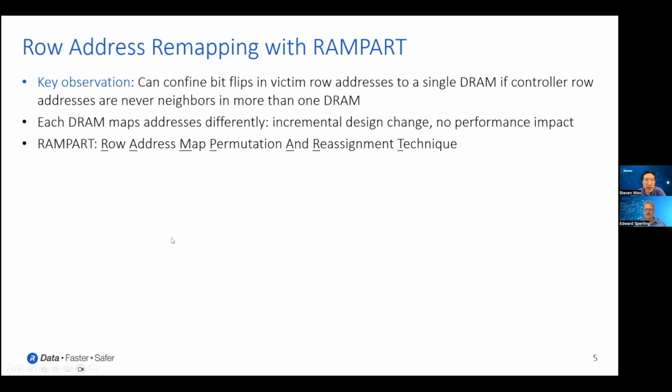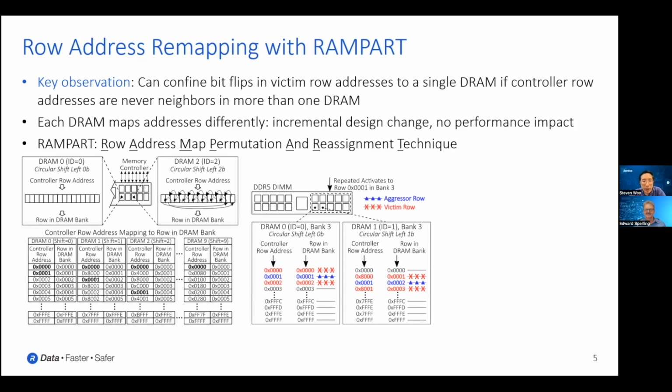So this technique of remapping is something we call Rampart. It's an acronym that stands for Row Address Map Permutation and Reassignment Technique. And what we're showing here is a picture of the devices that are accessed on a DIMM module to respond to a memory request. And what you see is that each DRAM is going to map those addresses from the memory controller to different rows inside the DRAM core. So it might be a little easier to look at this diagram here in the middle that's in color.